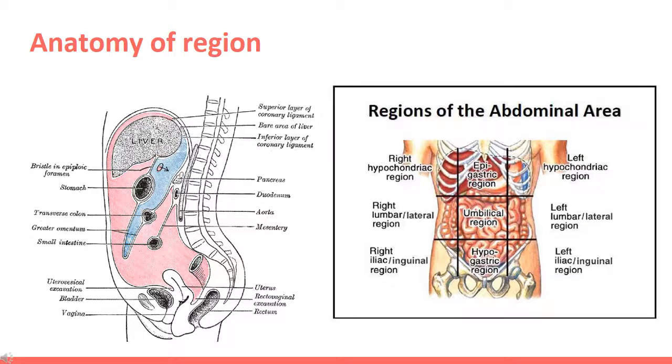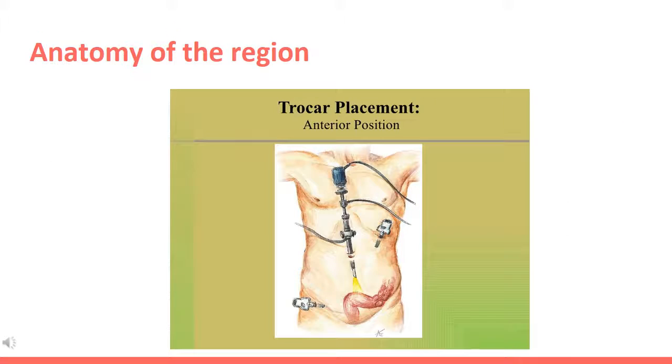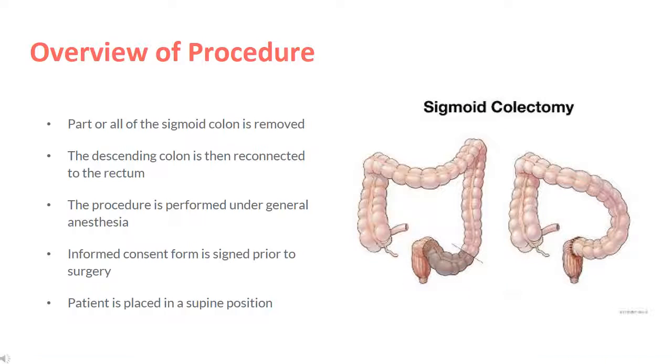The colon extends around the right inguinal region up to the right lumbar region, up to the right hypochondriac region, right to the epigastric region, right to the left hypochondriac region, down to the left lumbar region, down into the left inguinal region, and into the hypogastric region. Here you can see how the trocar would be placed into the region to facilitate the surgery.